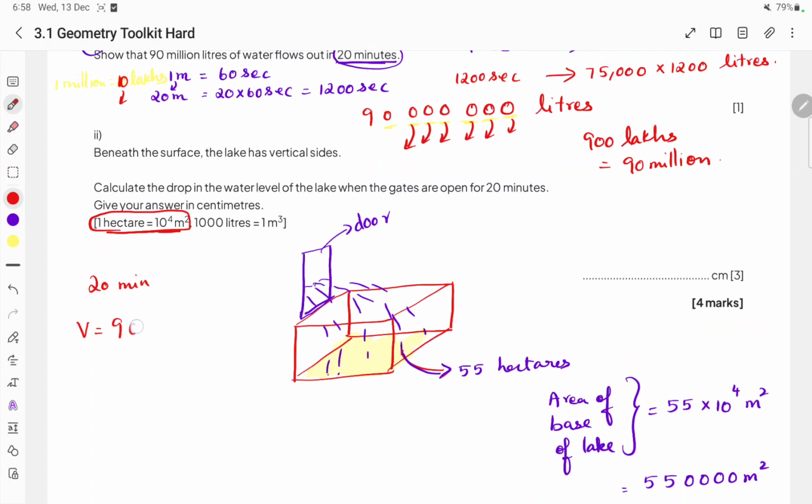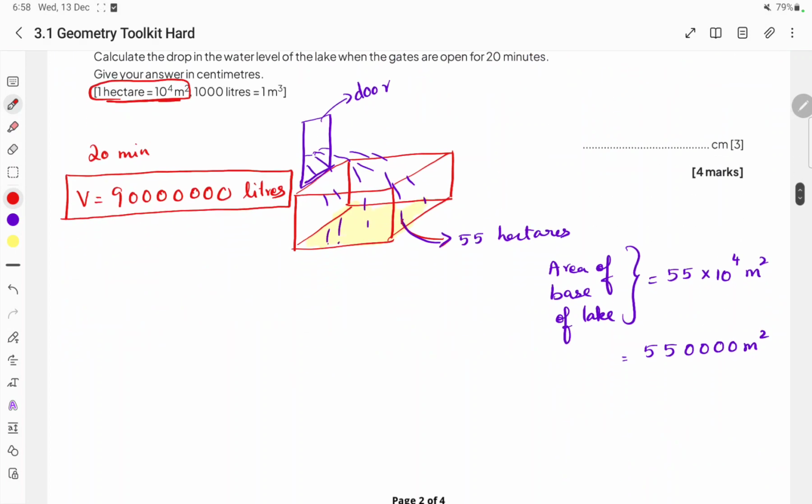900 lakhs. So 1, 2, 3, 4, 5, 6, 7 zeros will be there. 1, 2, 3, 4, 5, 6, 7. This much liters, this much meter cube we have. This is the volume we have.